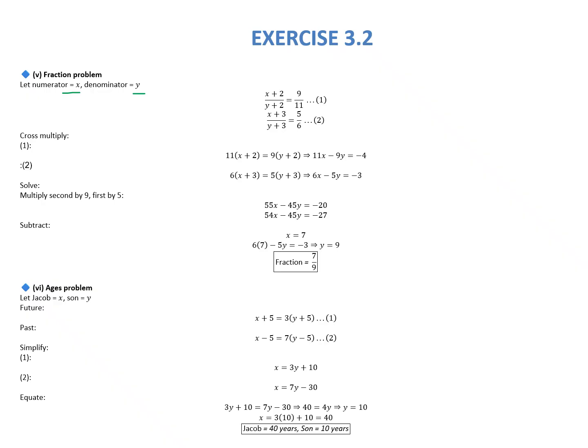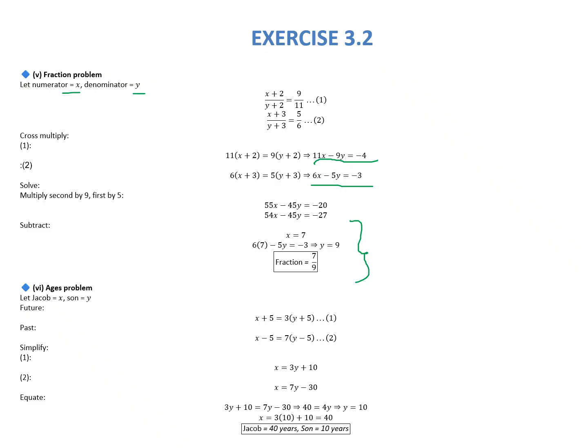So first we have to convert these equations by removing the fraction and doing the cross multiplication. On solving the first equation, we get 11x minus 9y is equal to minus 4. And then solving the second equation, we get 6x minus 5y is equal to minus 3. And then we'll solve these equations by substitution method and get the final answer for x and y, and our fraction becomes 7 by 9. Next question, we have an age problem.